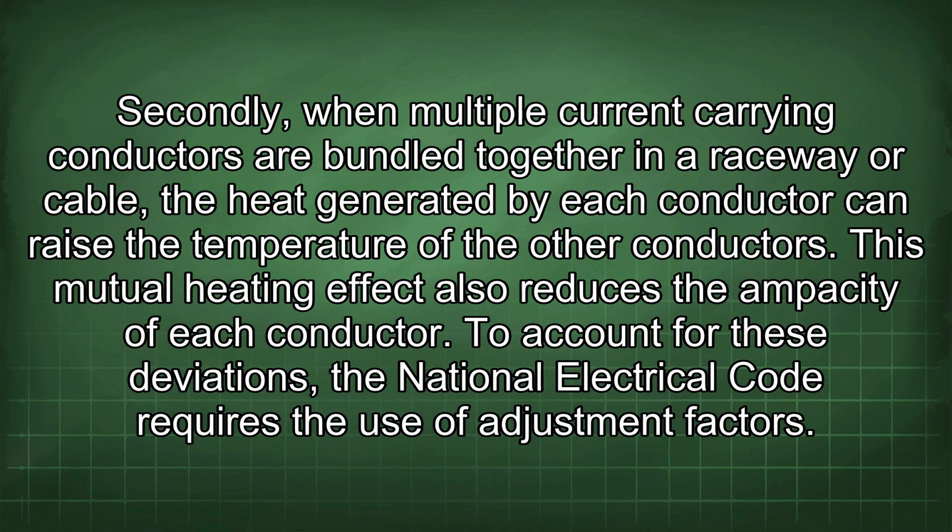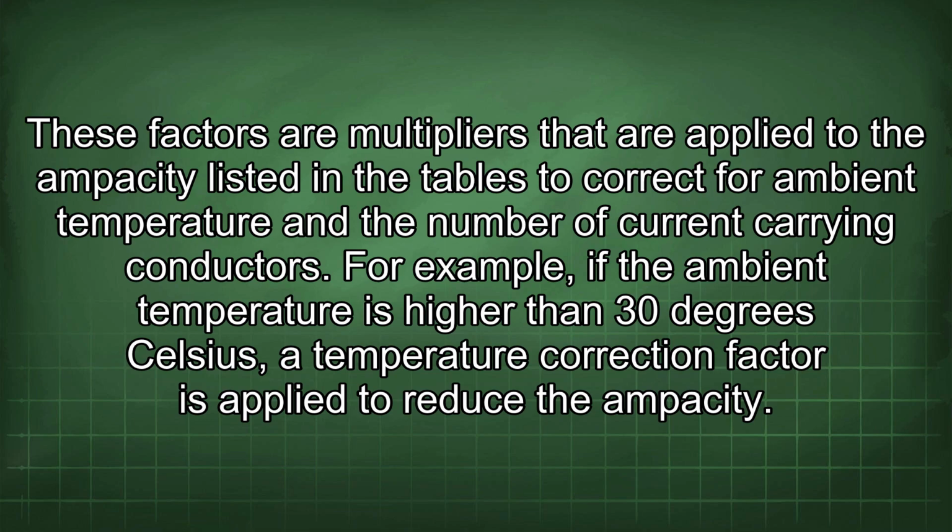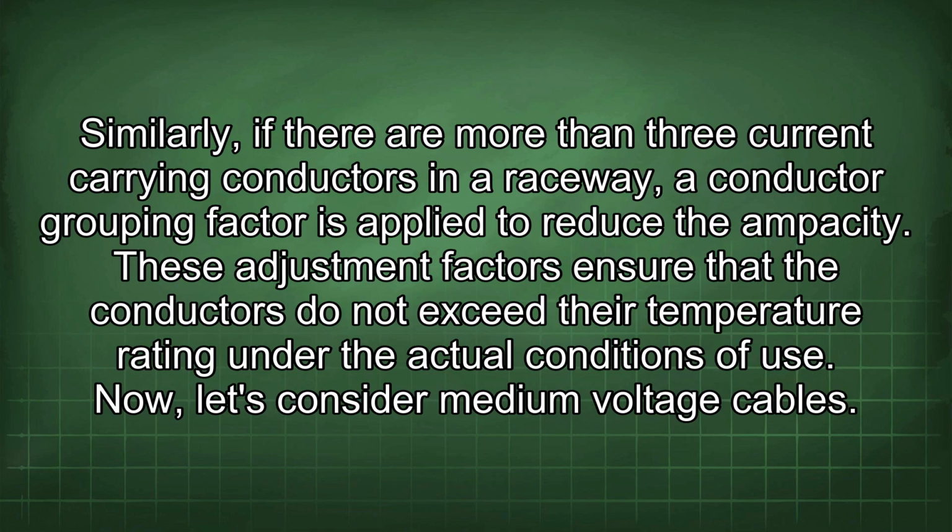To account for these deviations, the National Electrical Code requires the use of adjustment factors. These factors are multipliers that are applied to the ampacity listed in the tables to correct for ambient temperature and the number of current-carrying conductors. For example, if the ambient temperature is higher than 30 degrees Celsius, the temperature correction factor is applied to reduce the ampacity. Similarly, if there are more than 3 current-carrying conductors in a raceway, a conductor grouping factor is applied to reduce the ampacity. These adjustment factors ensure that the conductors do not exceed their temperature rating under the actual conditions of use. Now let's consider medium voltage cables.